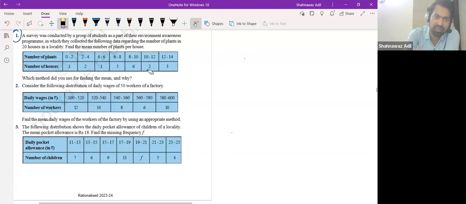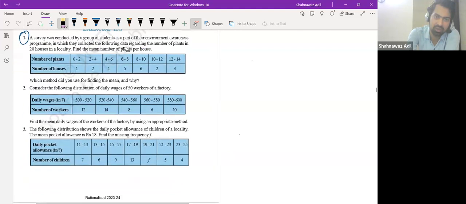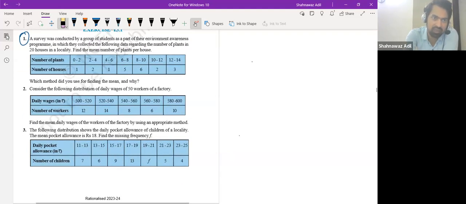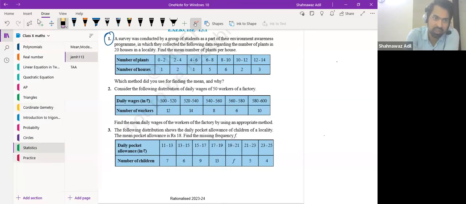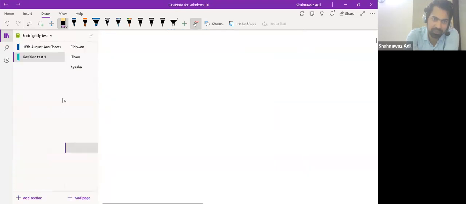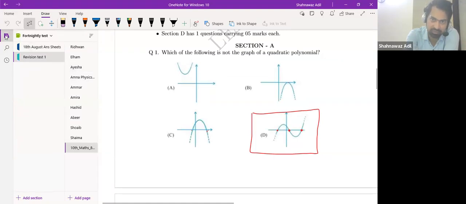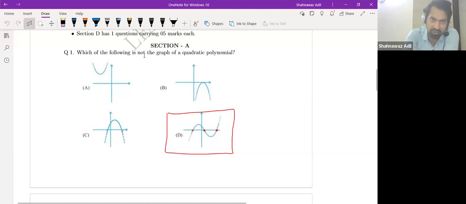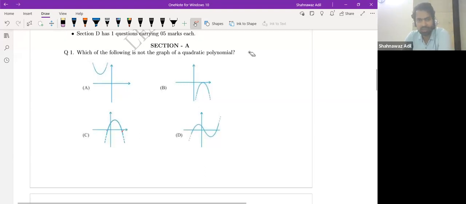But there was this question in the revision test once. Which of the following is not the graph of a quadratic polynomial? Forget about everything that you saw right now. Which one? So Amira and Tejasvi, you are here also. Which is the correct option?